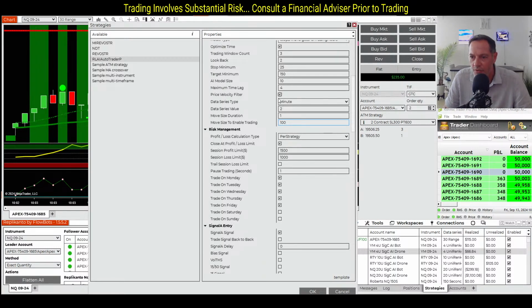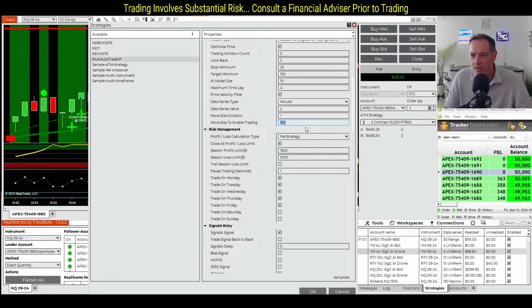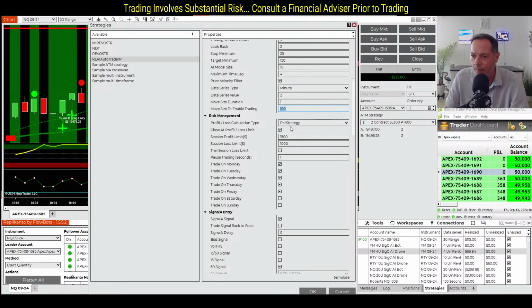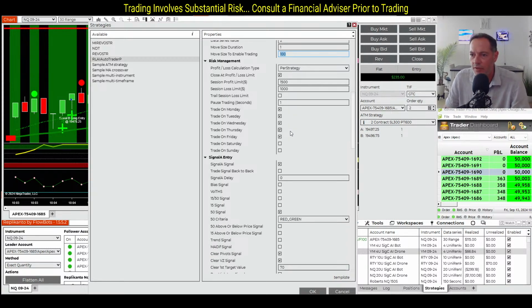So I'm looking at a 2-minute candle, a new filter, a price velocity filter. I've got to have an extension in that candle of 100 ticks. That 2-minute candle has to move 200 ticks for us to play. If it's not moving, we're not playing. It's unfortunate too, but that's most of your day.